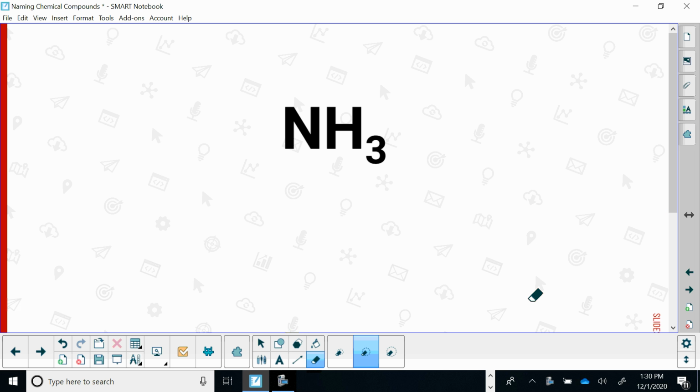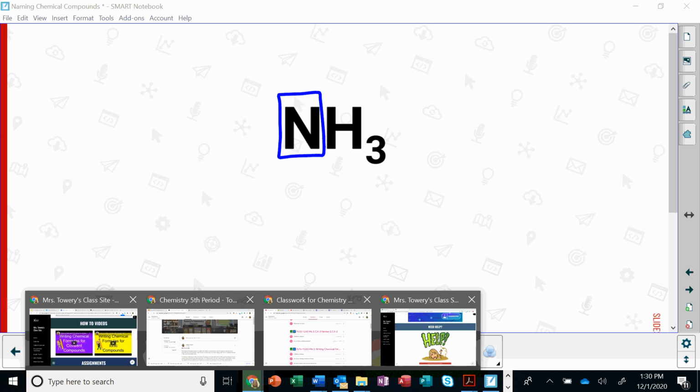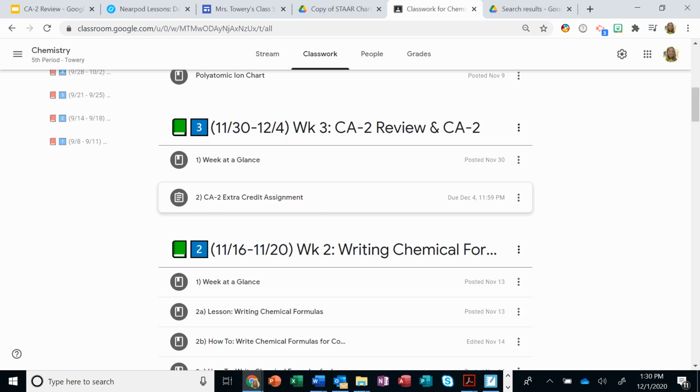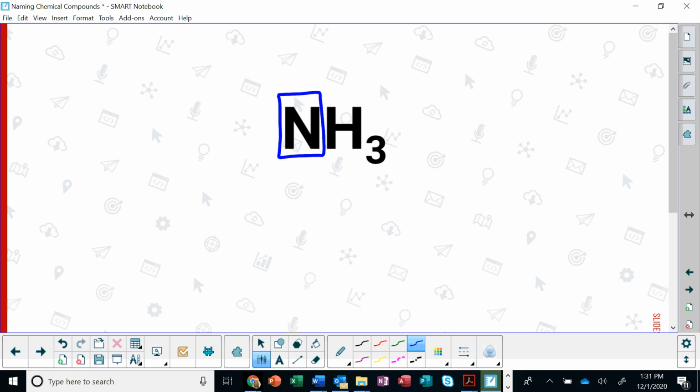So deciding that means we need to look at the first element and decide, is this element a metal or a non-metal? Nitrogen, where it falls in the periodic table, is a non-metal. Nitrogen was over here on the right-hand side of the periodic table, so it is a non-metal. So therefore, I'm going to label this as a non-metal. If the first element is a non-metal, then the compound is a covalent compound.